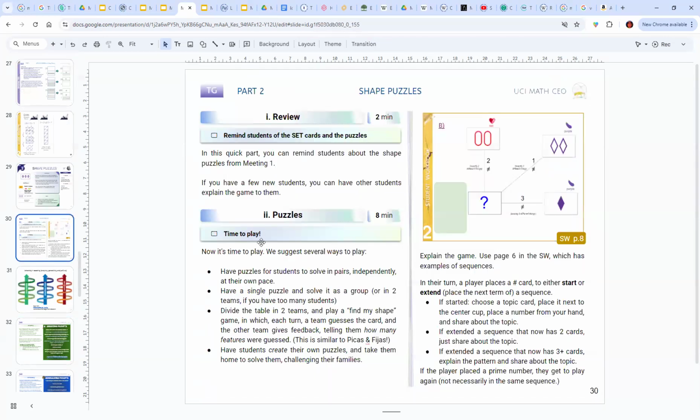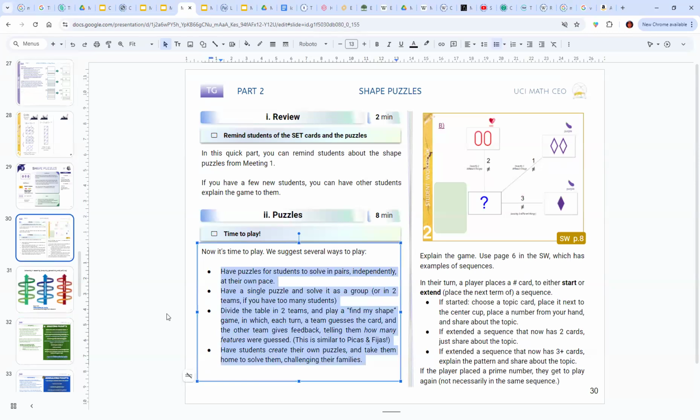And we recommend 4 modalities that you can use and decide. Either just have puzzles for students to solve in pairs or even individually, independently, if you think that's what students need and want. You could have a single puzzle to do as a team if your table allows and you think it's going to be successful. You could also divide the table in 2 teams and play a find-my-shape game. Each turn, a team guesses the card that the other secretly has, and then you get feedback on how many features were guessed. And so this is very picas and fijas, like in meeting 1, just using cards with set.